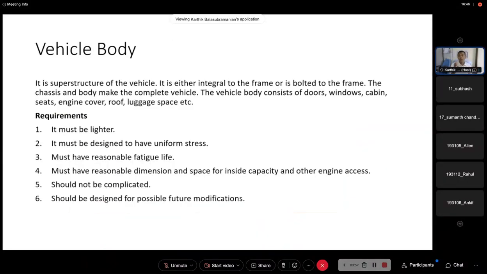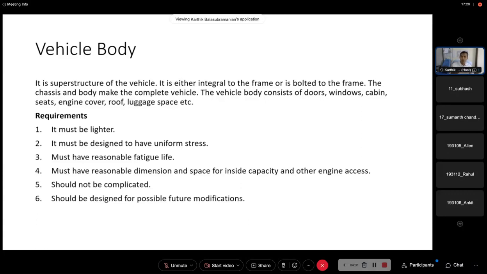Now moving forward, let me come to the bumper later on. Let's talk about the vehicle body. Since we discussed the chassis frame, now I'd like to discuss the vehicle body. The vehicle body is a superstructure. In a body on frame structure, there are two separate components: the chassis frame and the vehicle body. The vehicle body is the superstructure of the vehicle. It can be integral to the frame or bolted to the frame. Actually, it's not bolted per se, it's mostly welded. The chassis and the body make the complete vehicle.